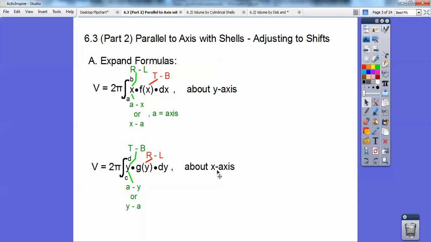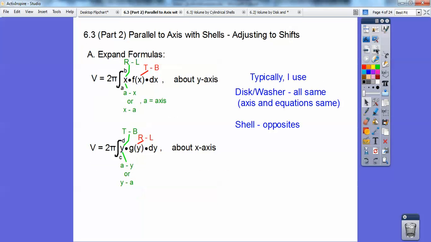All right, and then this a thing, you guys, is just your axis. So in this case, it would be like x equals 1 or something like that. Okay, I have examples on all of this here.